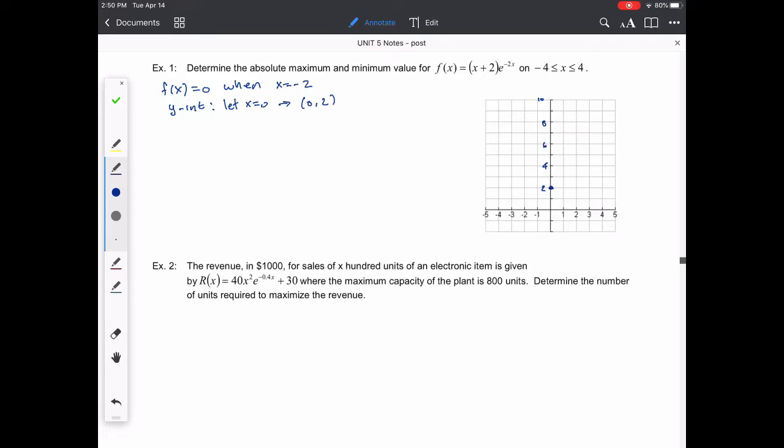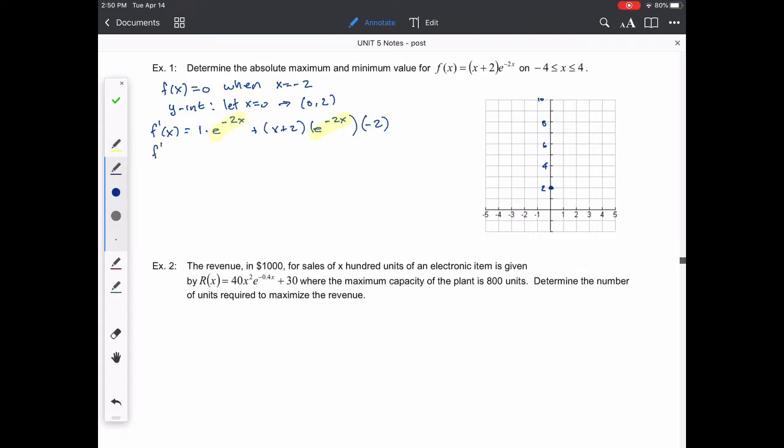Now I can start with my calculation for my derivative. I'm going to take my first derivative of the function. I take the derivative of what's inside the bracket, which is just 1, times e to the -2x, and then add x plus 2 times the derivative of e to the -2x, which is e to the -2x times the derivative of -2x, which is -2. We can clean this up a little bit. What can I factor out? I can factor out e to the -2x. There it is.